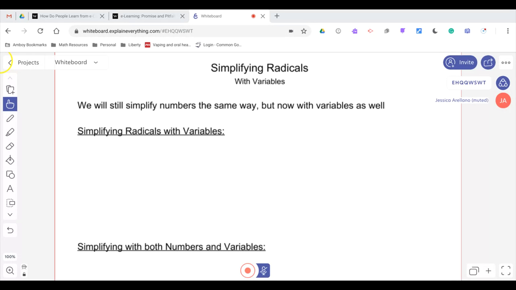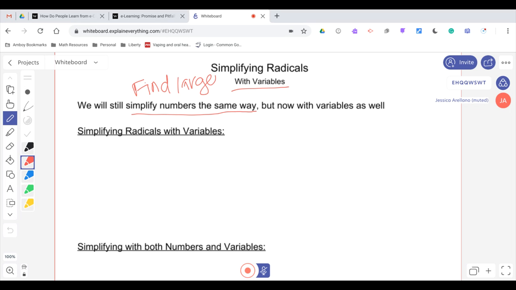Welcome back, Math 2. Today we're going to go a little further with simplifying radicals, and now we are going to start to include variables into our radicals and how to simplify those. The numbers are still going to be the same. We want to find the largest square number. But variables are going to be different. So, largest square number, I just drew a square because I'm being lazy.